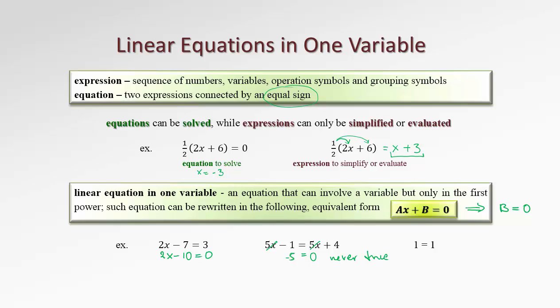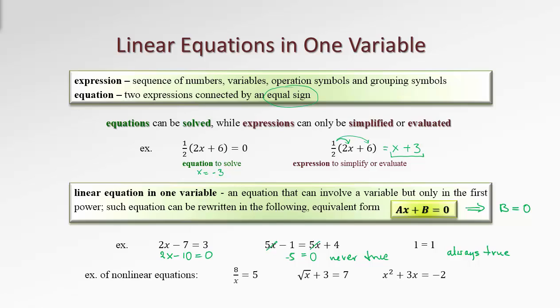That just tells us that we don't have any solution for this equation, and perhaps the simplest equation is 1 equals 1. This one is always true. Notice that no matter what x is, the 1 will always be equal to 1. So x can be anything, and the equation will still be true. Therefore, the solution for such an equation will be all real numbers. We'll talk about it on the next slide.